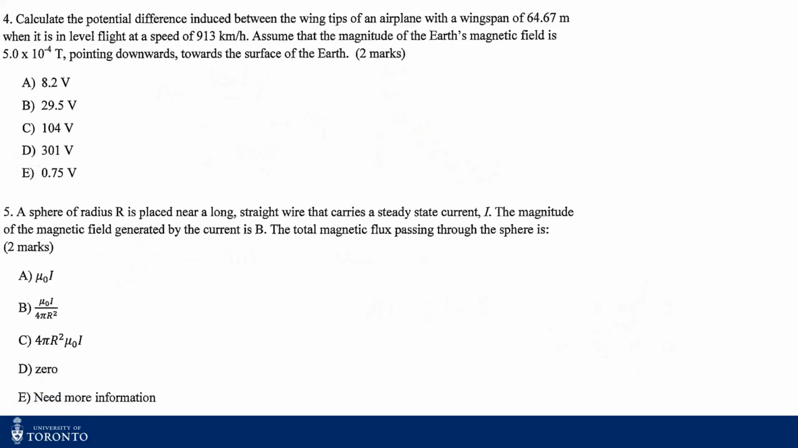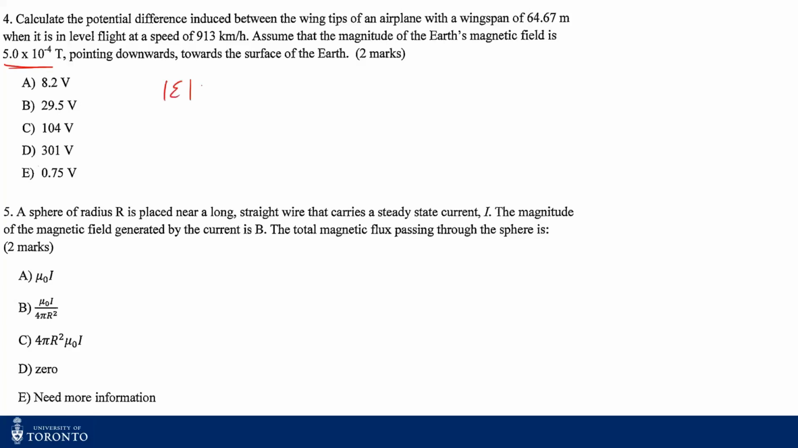Now in part 4, you see that they have asked you to find out the induced EMF across the wingtips of an airplane of a wingspan of 64.67 meters when it's traveling at a velocity of 913 kilometers per hour, right? And the Earth's magnetic field is 5 times 10 to the power minus 4 Tesla, acting downwards, right? Now you have to find out the induced EMF magnitude.